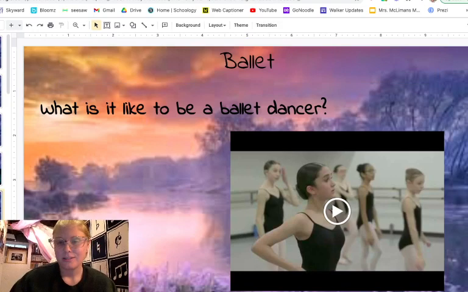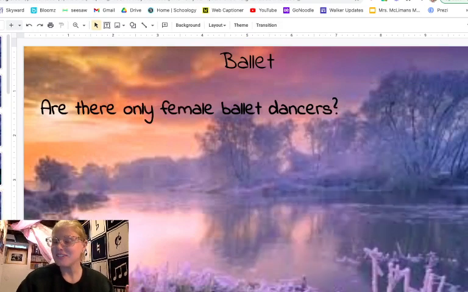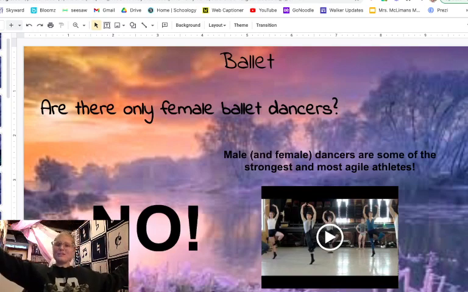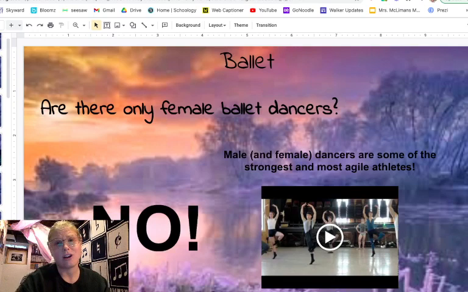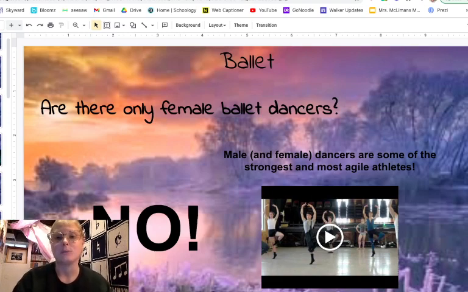Yeah. So, I sort of gave you a hint already, but are there only female ballet dancers? Miss M, you can pause. The answer is no. There are male and female dancers, and they are some of the strongest and most agile athletes out of any type of athlete. Agile means that they are quick on their feet, that they're able to shift their balance very, very quickly and very precisely using exact movements of what they would like.